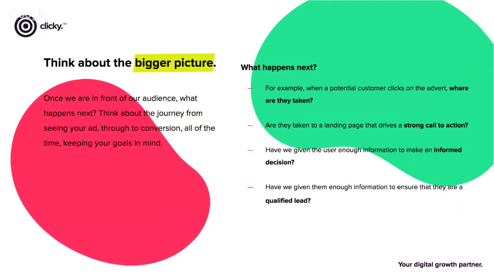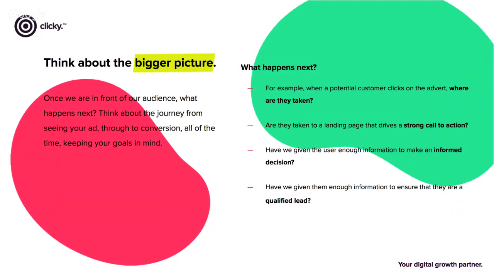So what we need to do is think about where we're sending people once we've got them in front of that ad. So they've clicked their ad, where are they taken? Are they taken to a landing page which drives a strong call to action? Have we given the user enough information to make an informed decision? So once we've got their attention, once we've got them through to that landing page, have we considered our USPs? What's really gonna drive them further then to convert and fill in that form or buy that product? We need to give them all that information in that next step, really.